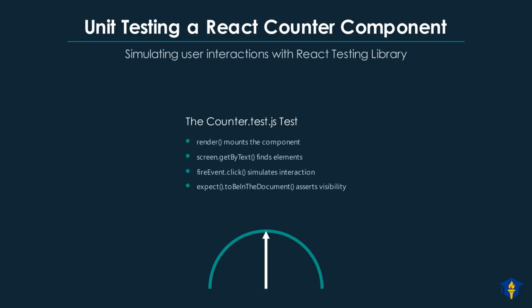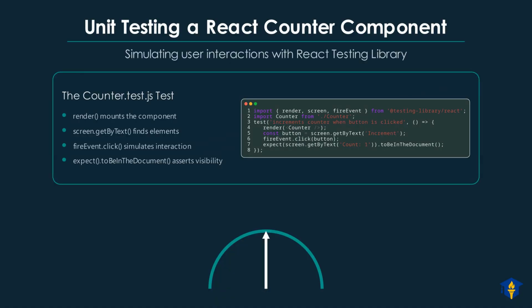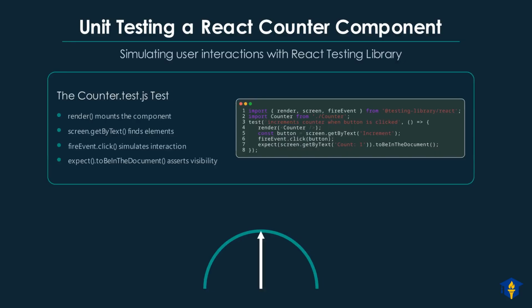Next, let us examine the counter.test.js file for the test case. Render mounts the component, screen.getByText finds elements, and fireEvent.click simulates interaction. Expect asserts visibility. This test renders the counter, clicks the button, and then verifies the count updates to 1.